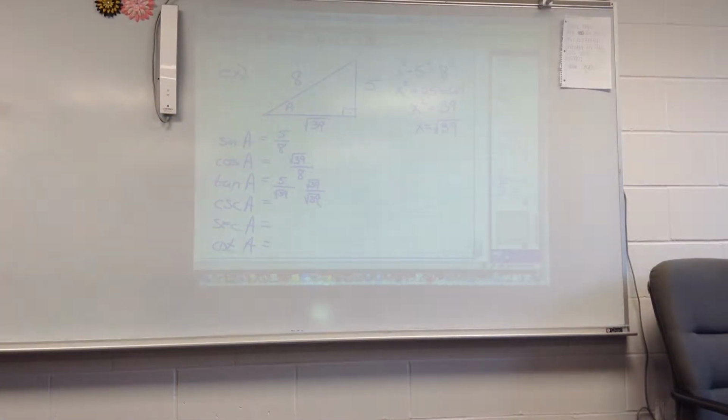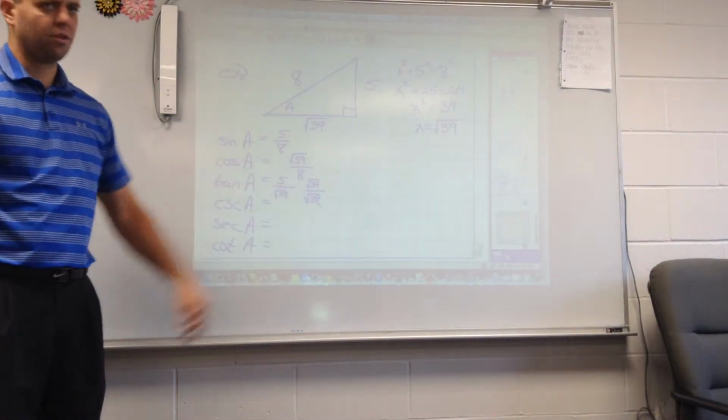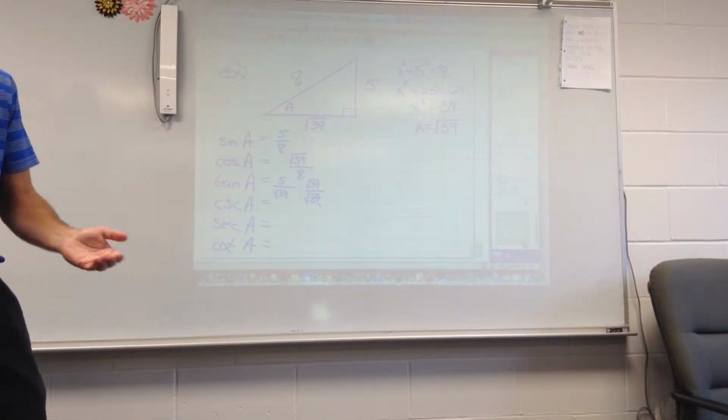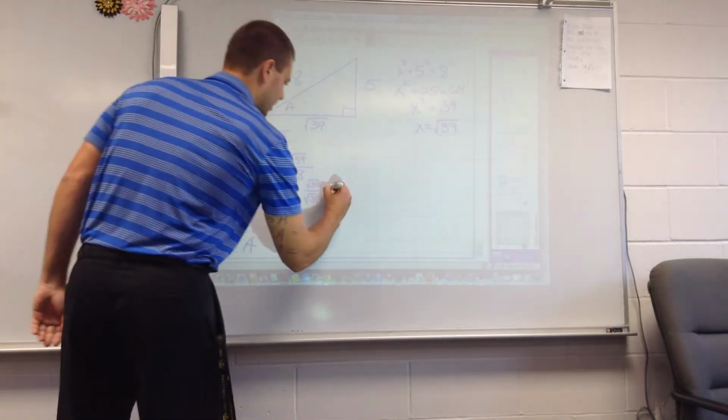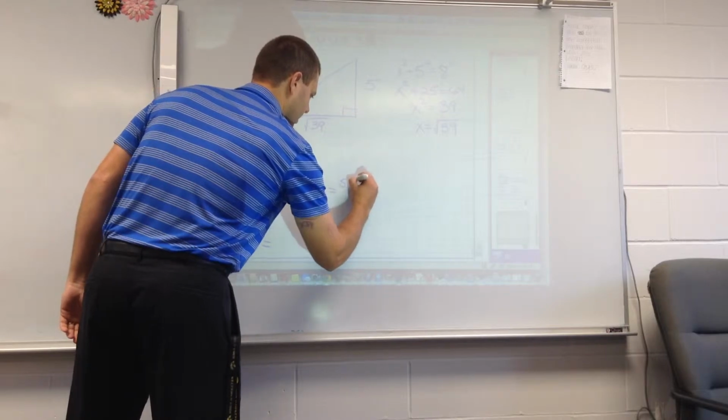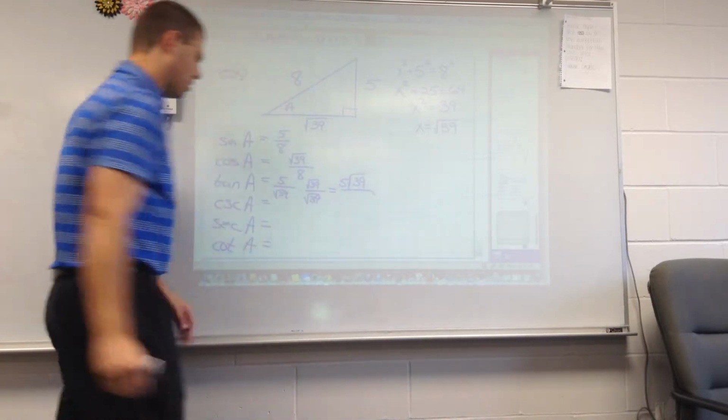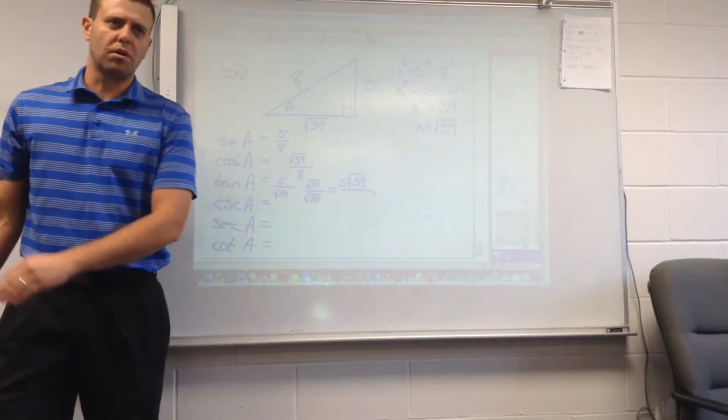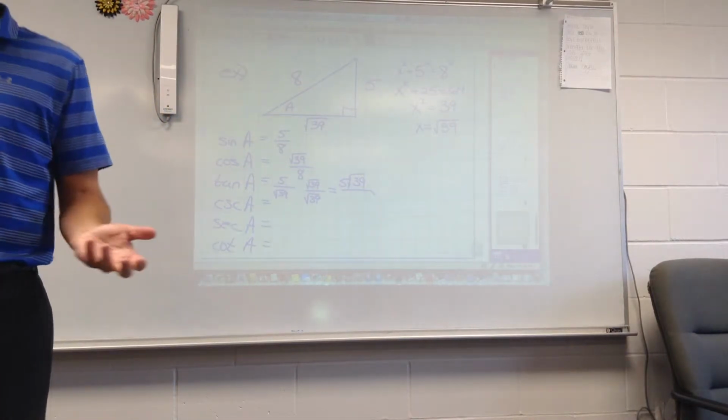So, on the top, when you take 5 times the square root of 39, you simply get 5 square root of 39. 5 root 39. And on the bottom, the square root of 39 times the square root of 39 is just nicely 39.